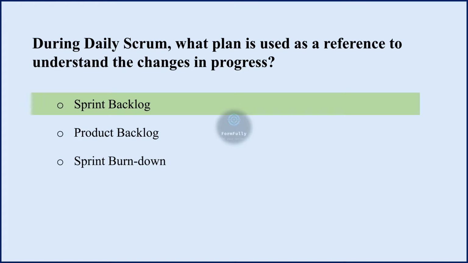During the daily Scrum, the team members discuss their progress, what they have completed since the last meeting, what they plan to work on next, and any challenges they are facing. The sprint backlog serves as a dynamic reference for the team to understand their commitments and adjust their plan as needed to meet the sprint goal.